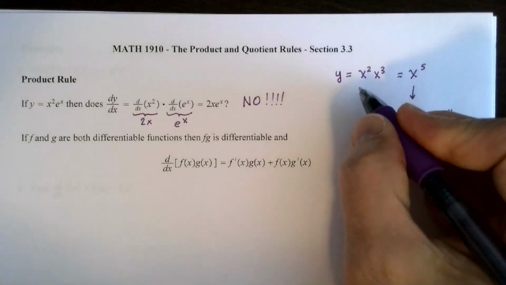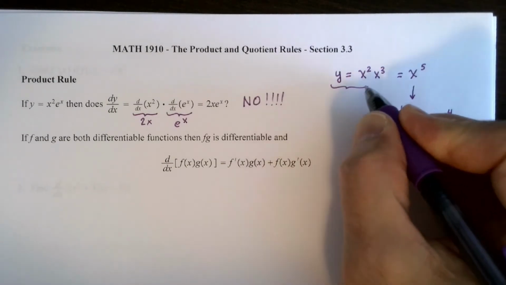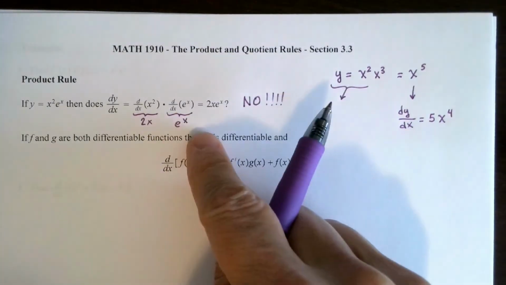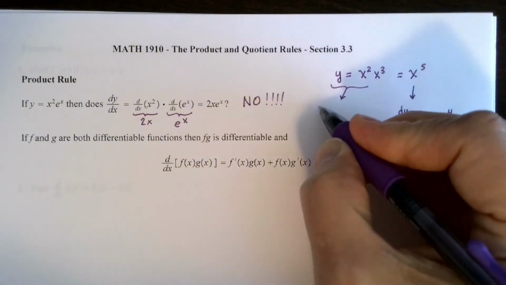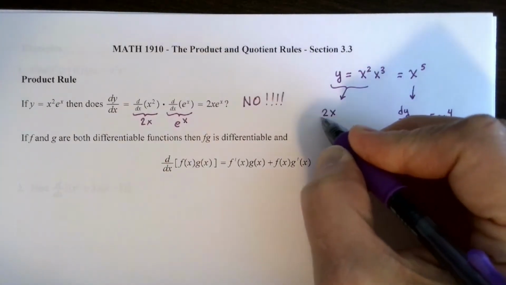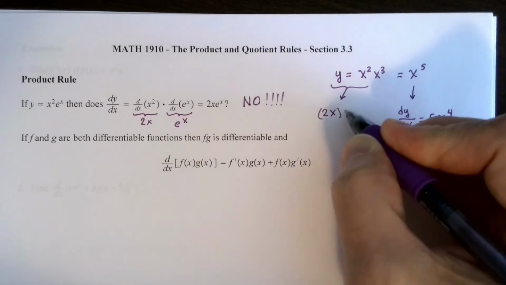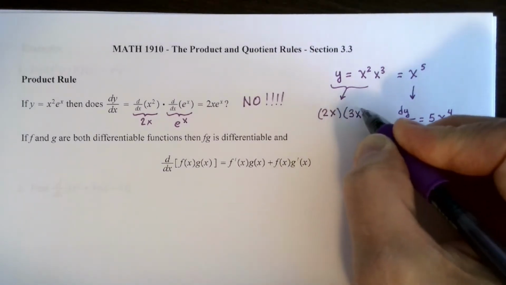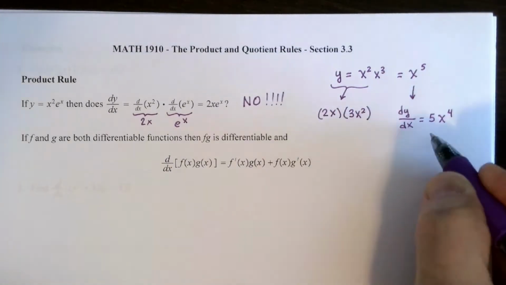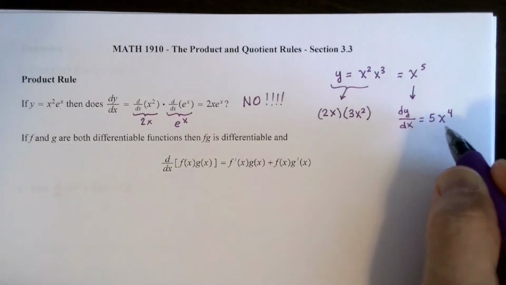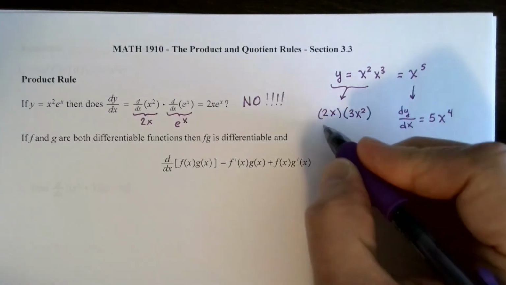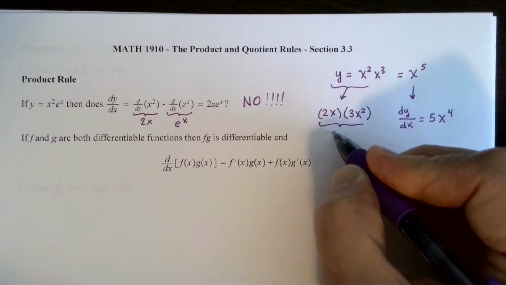But if I just said, could I take the derivative by multiplying the derivatives of these two functions? Because that's what we're saying over here. What's the derivative of x squared? That's 2x. What's the derivative of x cubed? That's 3x squared. So if I take the derivative of each one, I get this times this. Now we know the answer is 5x to the 4th. But what is 2x times 3x squared? Careful, 2 times 3 is what? Not 5. It's 6.